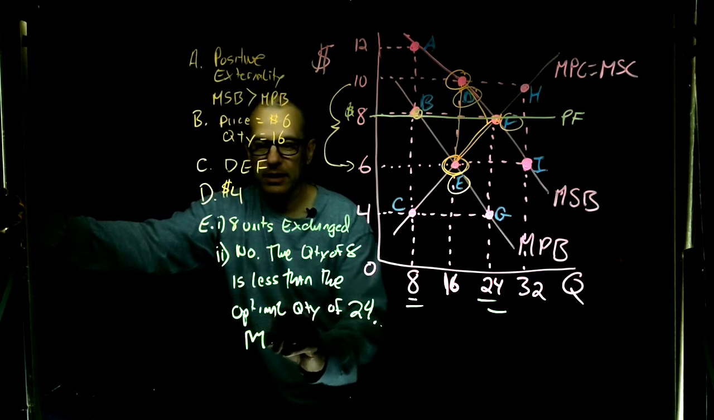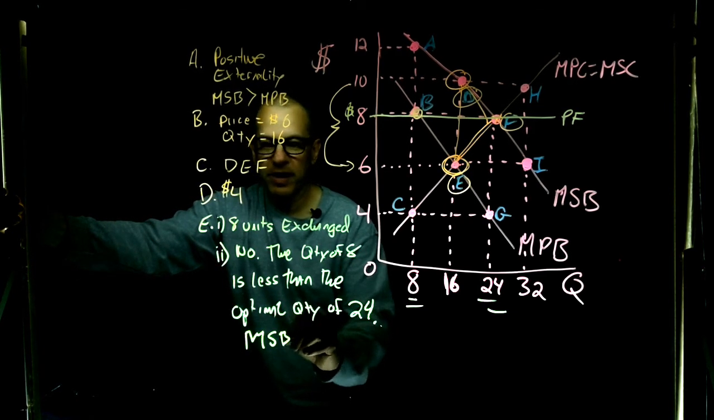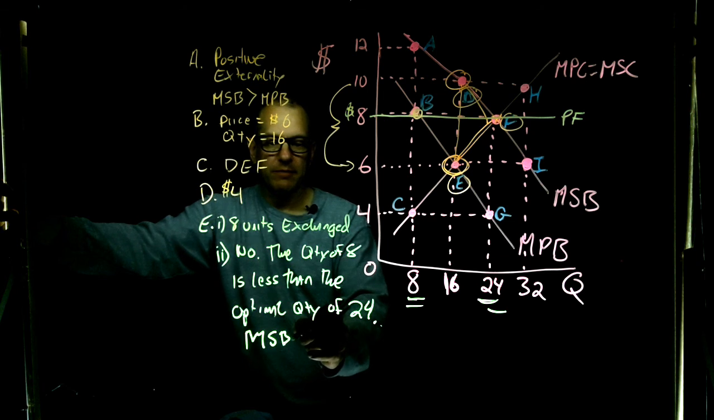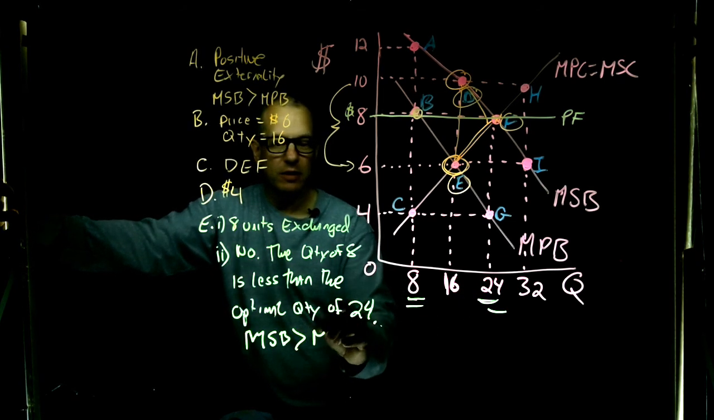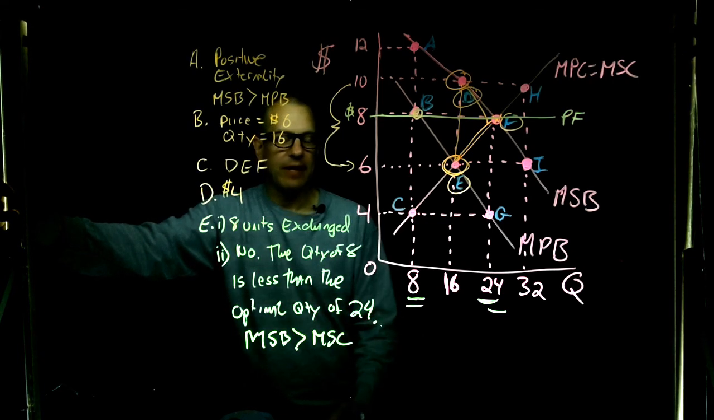Basically saying that the marginal social benefit is greater than the marginal social cost at 8 units. Okay, so next time.